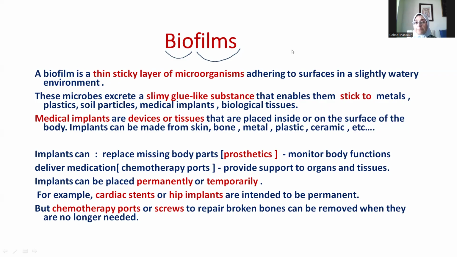And they are used, of course, in medicine. So medical because they serve medical purposes, and implants because they are inserted into the human body or onto its surface. What are medical implants made of? They are made of different materials, like plastic, ceramic, metal, bone, even skin. We sometimes do a skin graft, for example, to replace a damaged, burned skin area.